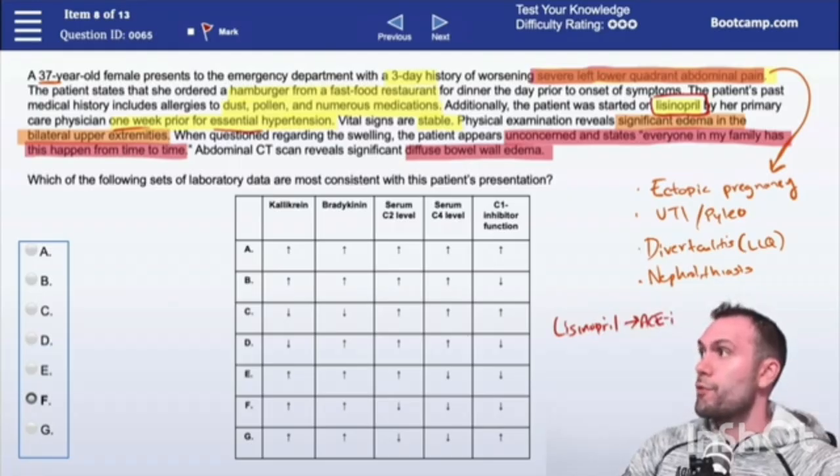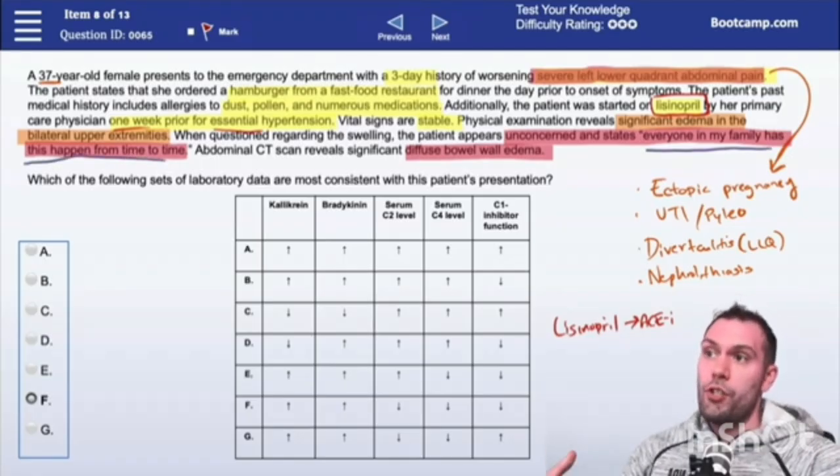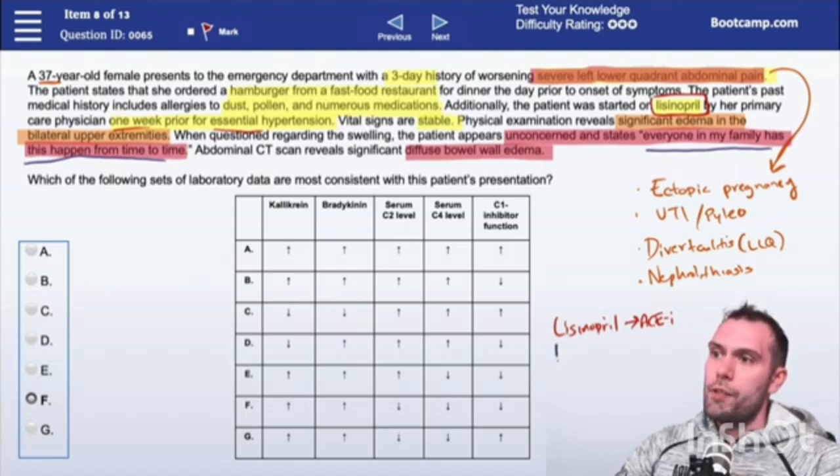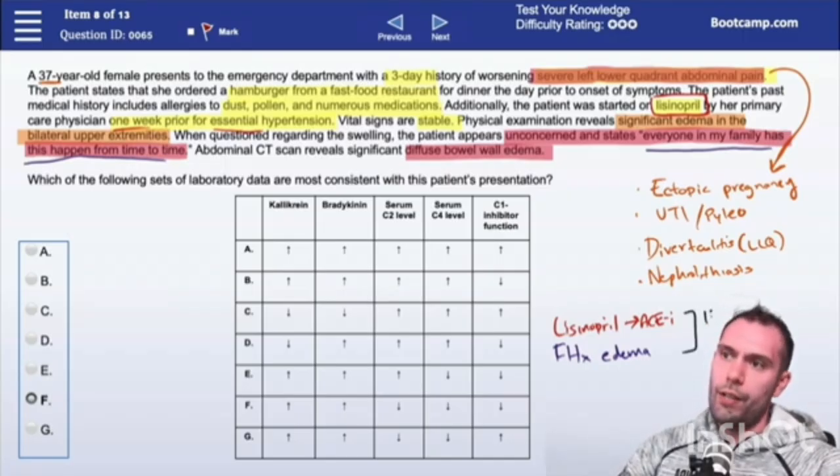And the other key piece of information here is that this patient seems to have a family history of frequent swelling or edema, right? When questioned regarding her swelling, she says she's probably unconcerned about it and everyone in her family has this happen. So that would suggest potentially that there's some family history of swelling or edema. So just kind of putting these pieces together, we're probably dealing with a patient that has hereditary angioedema.